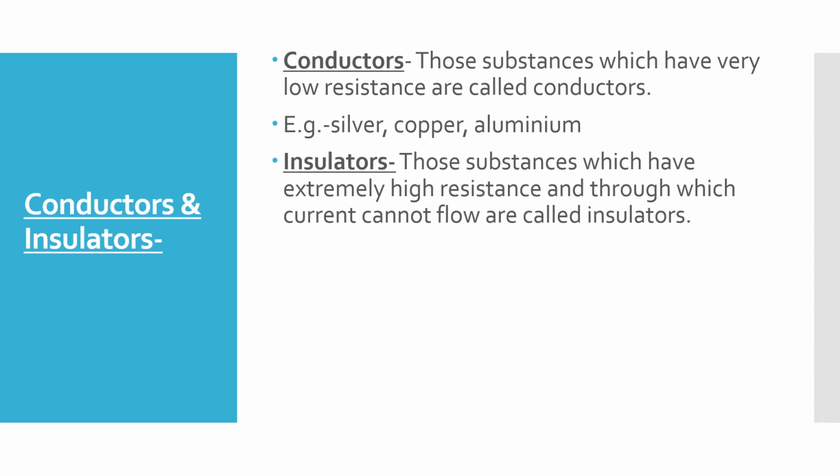Then insulators. Insulators means those substances which have extremely high resistance, and therefore through which the current cannot flow. Insulators have very high resistances, that is, they do not contain free electrons, and therefore they cannot carry electric current through them. Examples of insulators are rubber, wood, glass, etc.